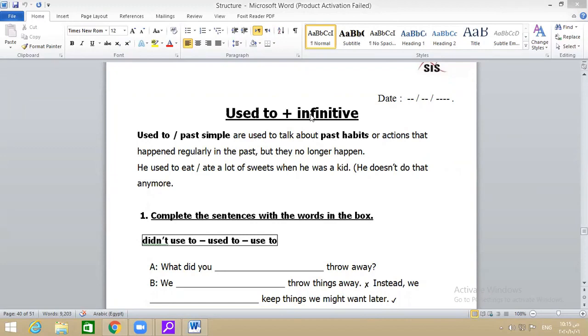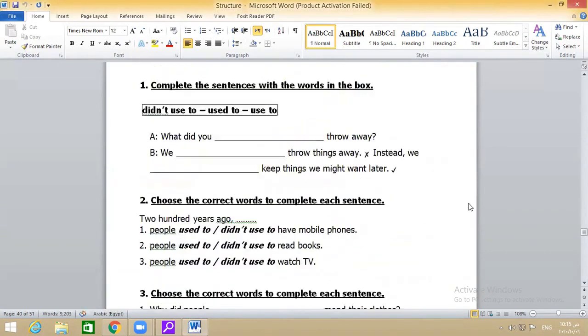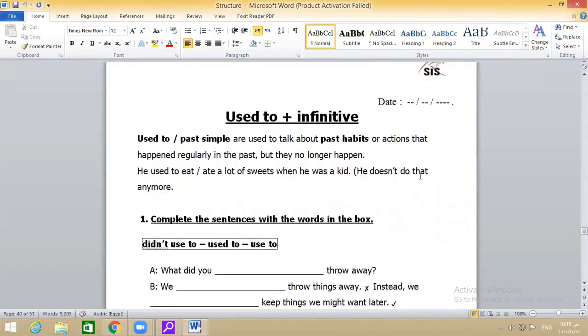Now we're going to go to your grammar booklet. I am now on page 40. Used to plus the infinitive. Infinitive is the base form of the verb, as you know. Used to and the past simple are used to talk about past habits or actions that happened regularly in the past, but they no longer happen. We call these habitual actions. Habitual actions mean they used to be habits in the past.